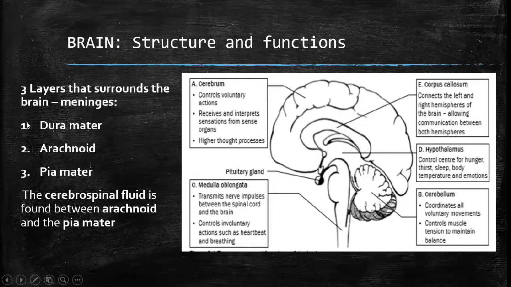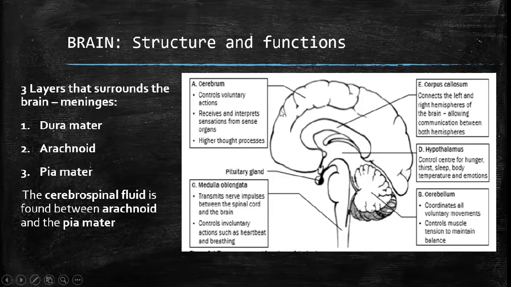This is the outermost layer, and then this one, the arachnoid, is the middle layer, and then this one is the innermost layer. And then between the middle layer and the innermost layer, which is the arachnoid and the pia mater, we have got a very special fluid which plays a pivotal role, which is called the cerebrospinal fluid.